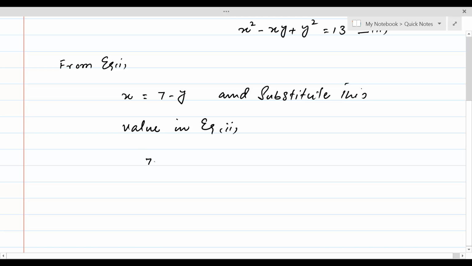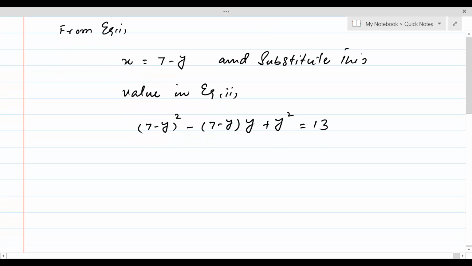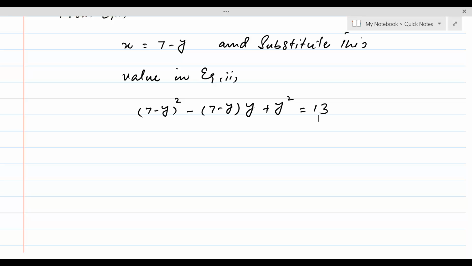y. So this will be (7 − y)² minus, again, instead of writing x, we are going to write 7 minus y, (7 − y) times y, plus y² is equal to 13. Now this equation involves only one variable, which is y, because we have replaced x by its value in terms of y. Now let us do the simplification, and here we'll use the (a − b)² formula.